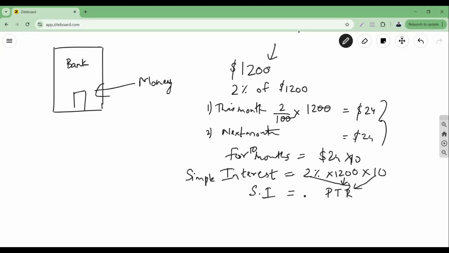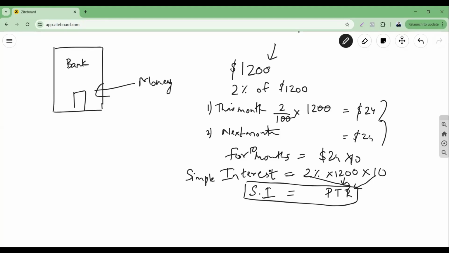Okay, so simple interest is given by PTR. And R is in percentage. Remember that. So this is how, if the bank was not there, you would have dealt with money between you and others, right?